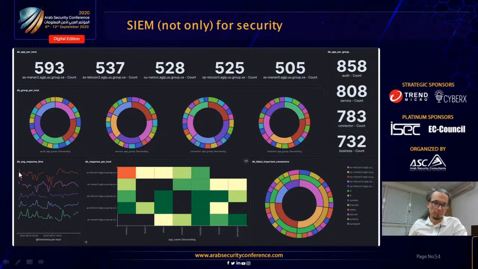Then we have the average response time from the database based on the application, and we have the heat map of average response time per host and application. So we can see that this application on this host is having a high response time, and this indicates a situation. Here we have a situation where we are monitoring failed important connectors.